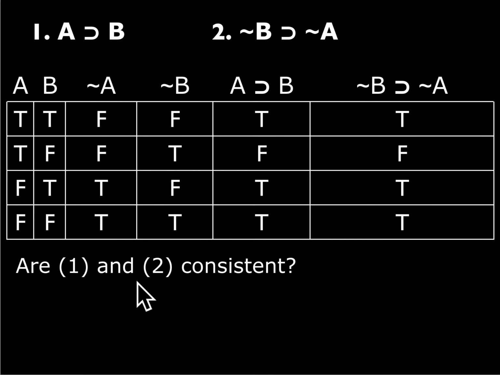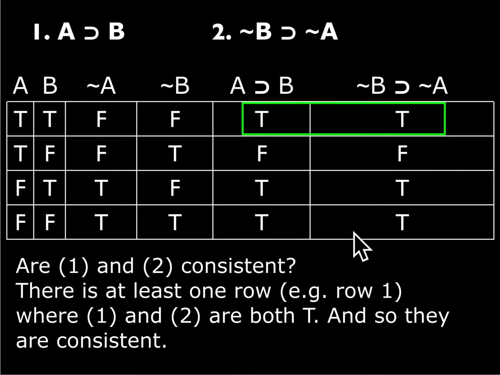Question 1, are 1 and 2 consistent? For consistency, remember, you're looking for any row where they're both true. And yep, row 1. It only takes one row for them to be consistent. So as soon as you find one row, you can stop looking. There are more, 3 and 4. They're both true, but I've got what I need to answer the question. There is at least one row, for example, row 1, where 1 and 2 are both true, so they are consistent.